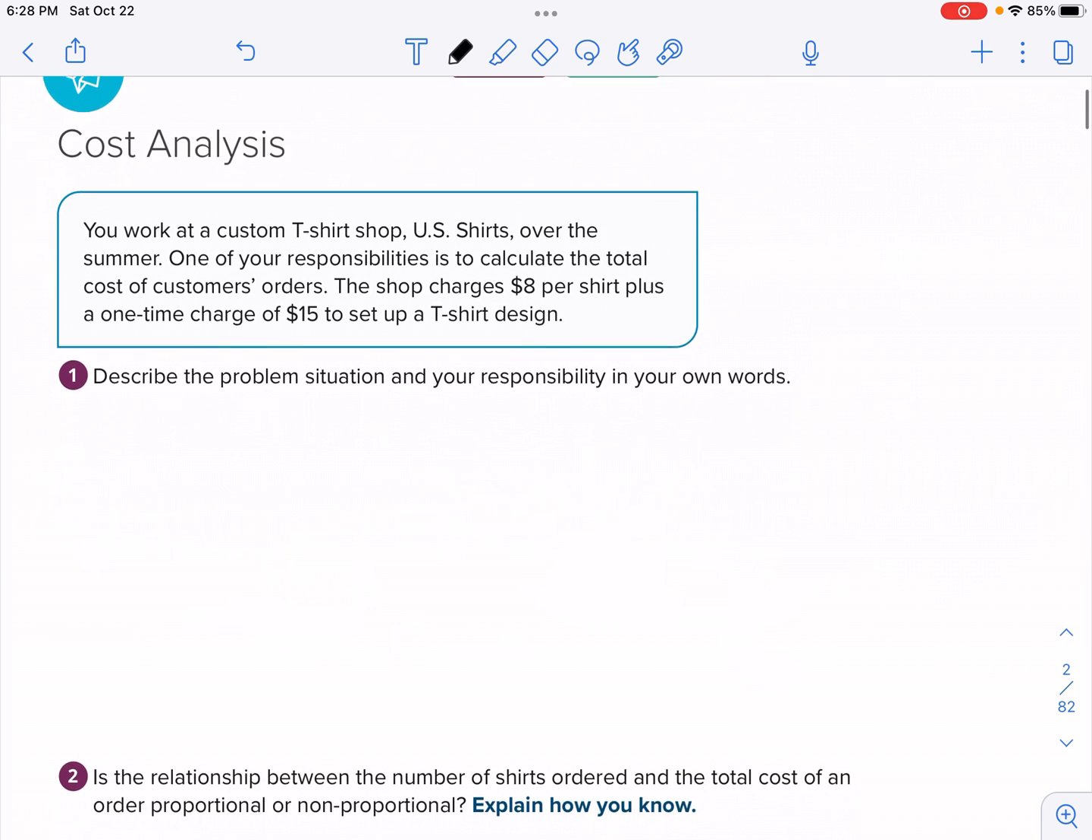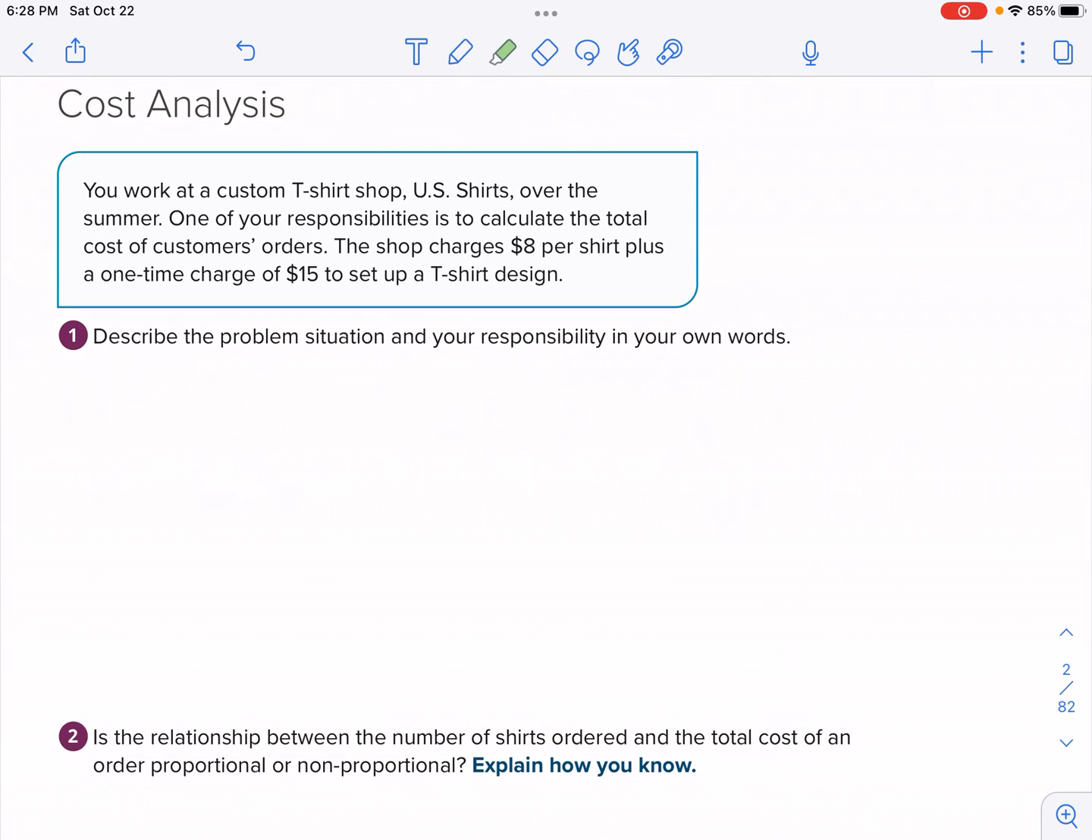So this is the context that we're going to be working out throughout the lesson. We're going to be highlighting a couple of things here. The situation: you work at a custom t-shirt shop called US Shirts. We'll highlight that. Over the summer, one of your responsibilities is to calculate the total cost of customers' orders. The shop charges $8 per shirt plus a one-time charge of $15 to set up a t-shirt design. So a couple of things here. We've got to figure out total cost, and that's figured out by using $8 per shirt plus a one-time charge of $15 to set up the design.